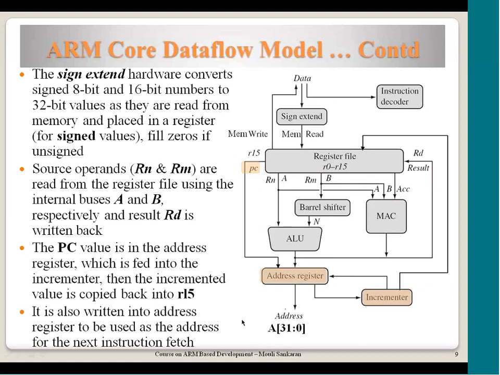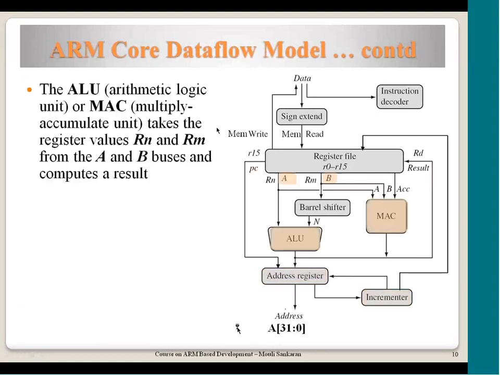So the address is also written back into the address register as well as R15. Now let us see, what does the ALU do? ALU has an option to take 2 operands. It could be anything, right? RM could be anything from R0 to R15, subject to some restriction based on the instruction which is being executed.